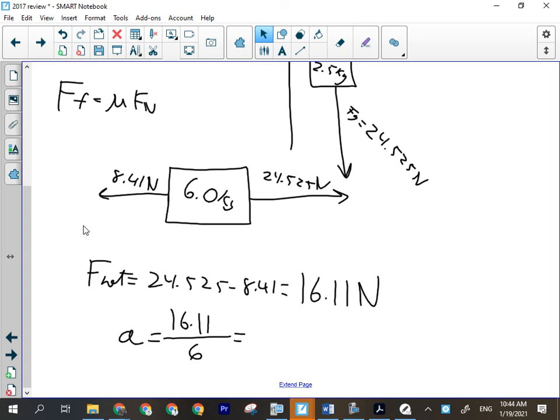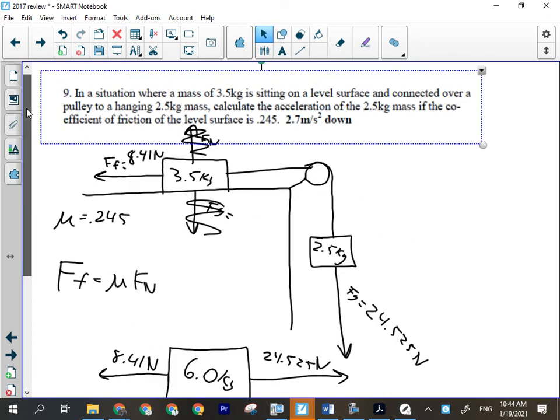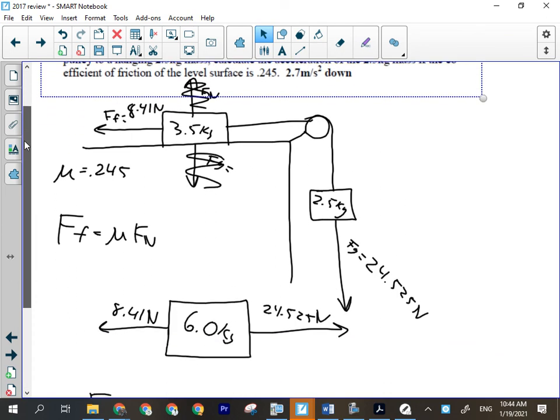Okay, and so when we do that, we should get our 2.7 meters per second squared, and we can give a direction because it did ask about just this mass. That's down. Okay, had they said what's the acceleration of the system, then I would have to stop at 2.7 meters per second squared because the parts of the system accelerate in different directions. Okay. All right, what else, guys?